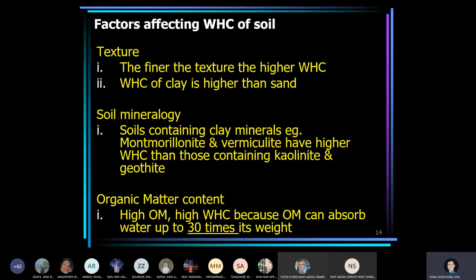Because of that, kaolinite usually has a lower water content, but that is good. You know why? Because most of the ceramic ware that you can buy from the supermarket, the white colored ones, are made from kaolinite because they don't expand.